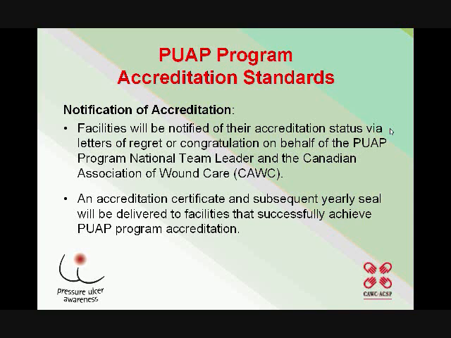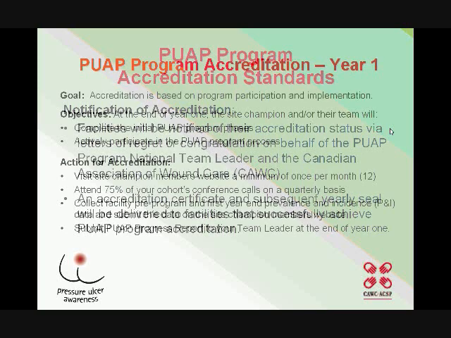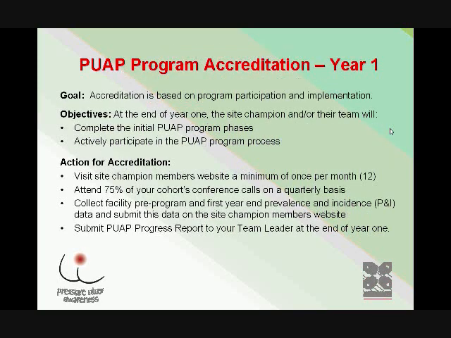Now these following slides are a little bit wordy, and you can feel free if you wish to pause and read them in more detail. But the bottom line is, for accreditation, you need to meet the objectives of the program, which is complete the initial program phases and actively participate in the PUAP process. The actions are to visit the champion member's website a minimum of once a month.